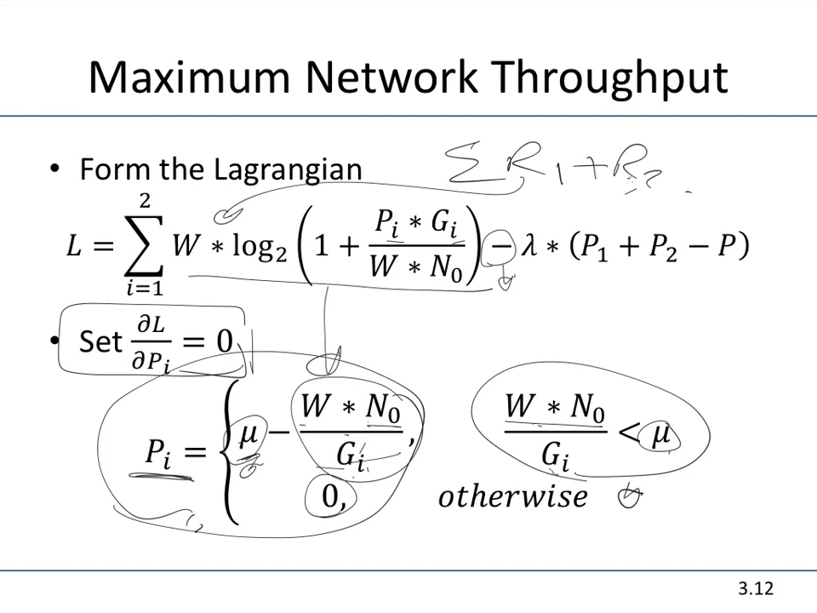Difference between which two? Mu and this ratio, because if this ratio is above mu, this means that this combination is negative. Can you assign a negative power? You cannot. So this means that you will assign 0. What does that mean? This means that mu acts as a certain water level.